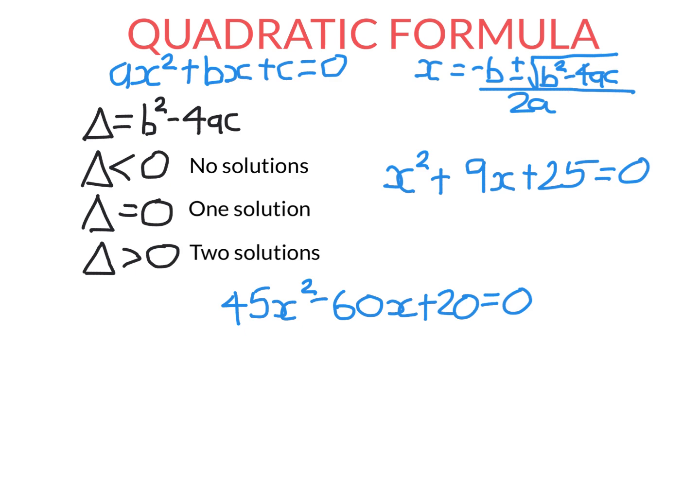So my advice is always calculate the discriminant first. Firstly, it will tell you if there are any solutions, and secondly, it will make putting this in your calculator so much easier. So let's look at an example.